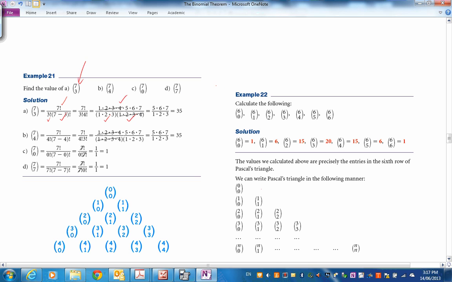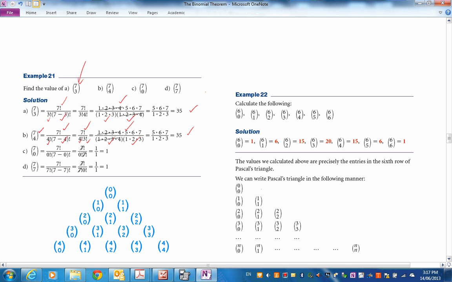Having a look at the next one, 7C4, 7 factorial over 4 factorial times (7 take 4) factorial, so 7 factorial over 4 factorial times 3 factorial. 7 factorial is 1 through 7 all times together. 4 factorial is 1 through 4 times together. And 7 take 4 is 3 factorial, 1, 2, 3 multiplied together. And if you cancel those, we're getting the same answer. I think this is reminding us of the symmetry of Pascal's triangle.